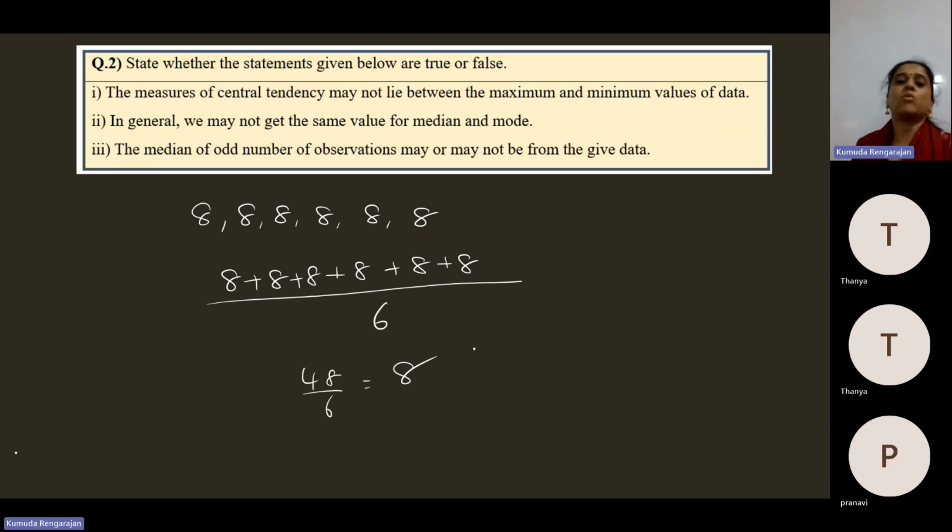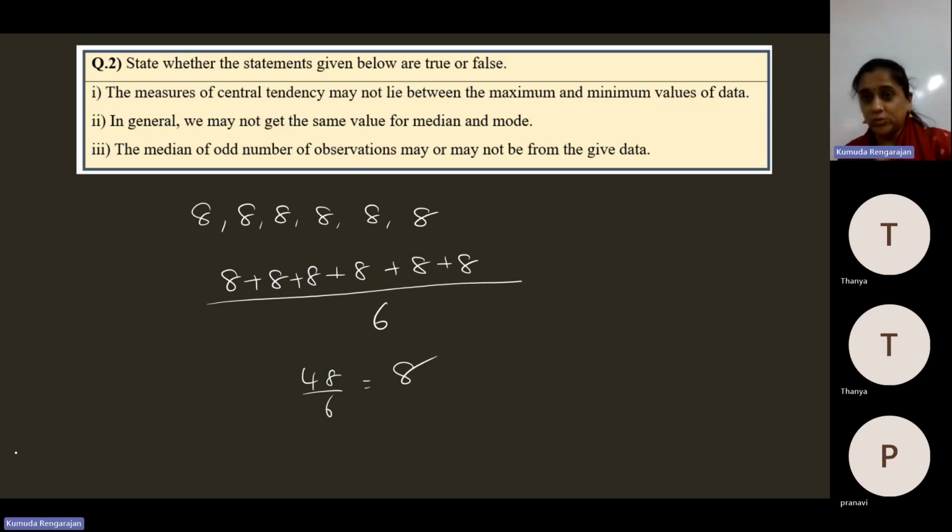8 itself. Now, what's the maximum value of this data? 8. What's the minimum value of this data? 8. Now, what are we getting as mean? The maximum value itself. Or see, the maximum value is the minimum value also here. But what is the statement? The measures of central tendency may not lie between the maximum and minimum values of the data.